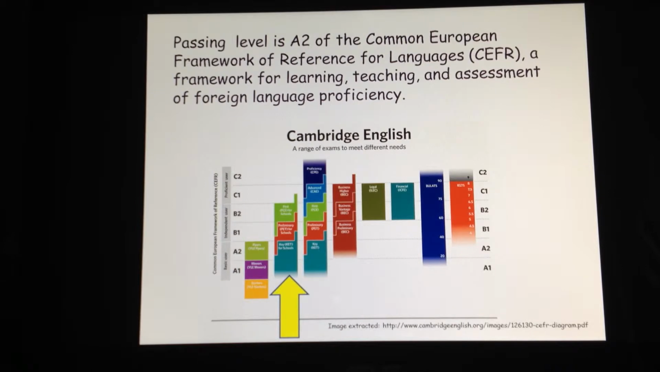Now, the A2, if you want to compare it to some of the American standards, you might be looking at, for example, the ACTFL chart, which is the American Council on the Teaching of Foreign Languages. An A2 would be similar to a low intermediate level. Or if you were looking at the ILR chart, which is the Interagency Language Roundtable scales, which are used in federal agencies, it would be equivalent to a 1+.